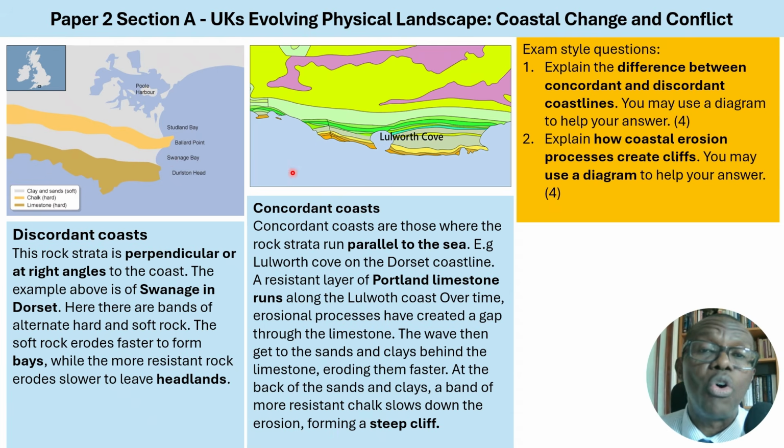Then we have concordant coastlines as well. Now, concordant coastlines are where the geology runs parallel to the coast. If you look here, you can see that the sea now is right down here, and the strata is going across.